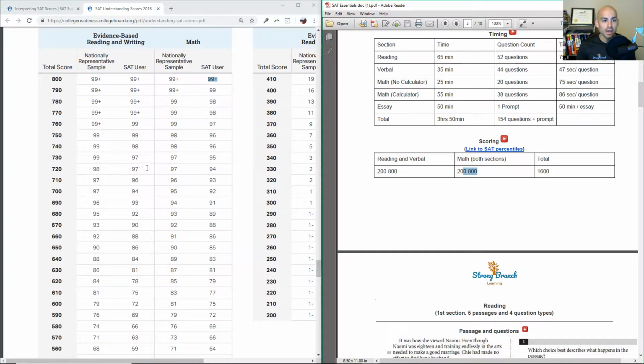So let's say that you want to get a certain percentile. And it depends on what school you're applying to. So that's something that admissions isn't necessarily like a hard line on, but the higher percentile, the more competitive you are. So let's say that you want to score in the top 90th percentile.